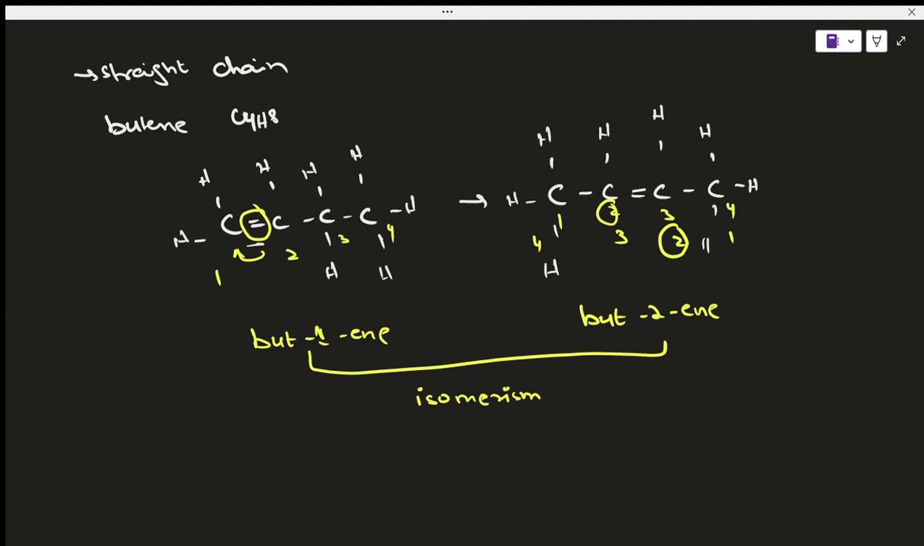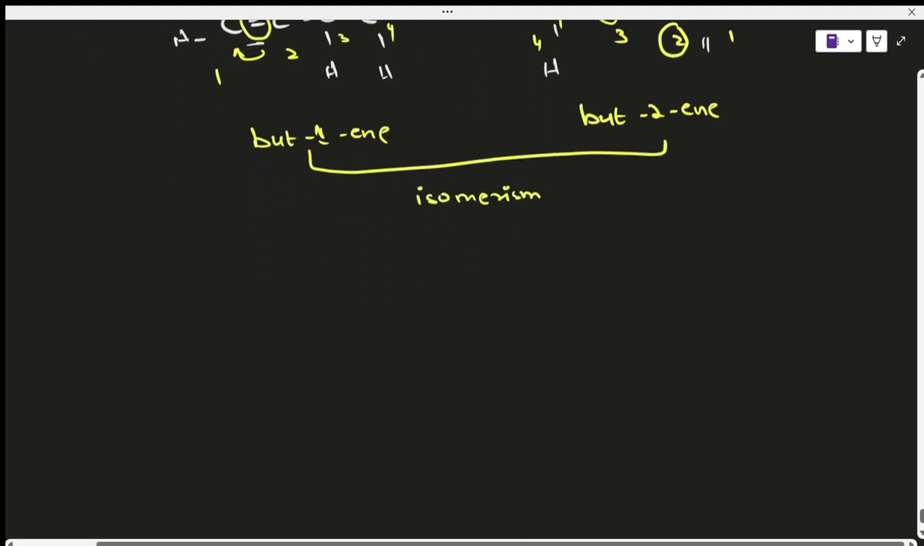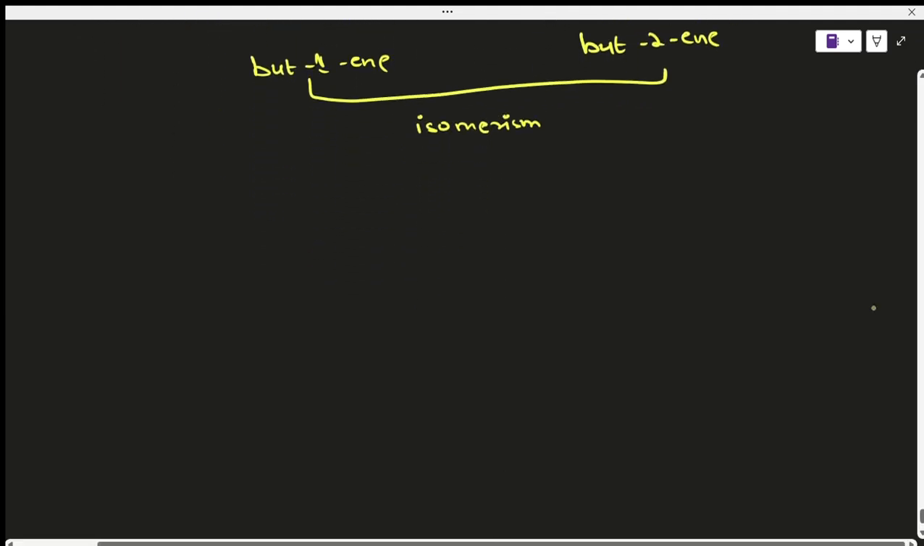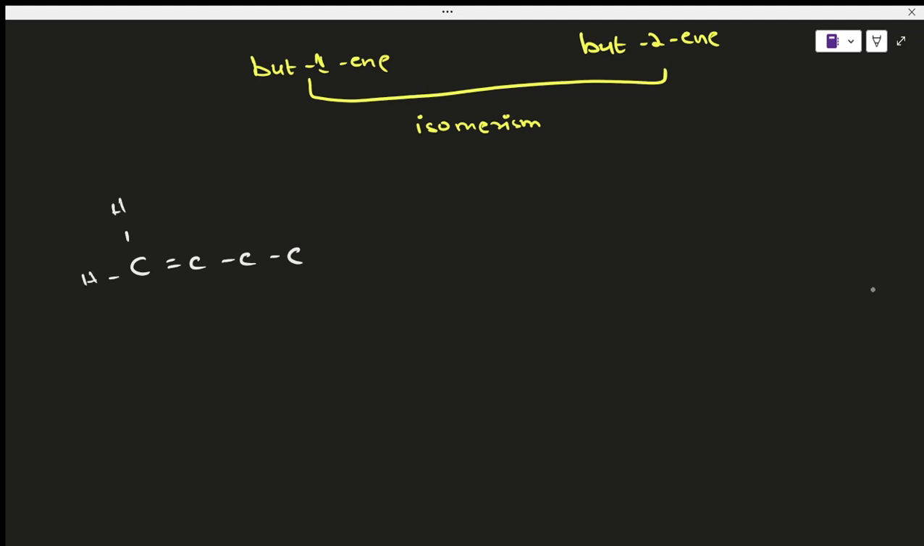Okay, so this is one thing. Now, we talked about the straight chain, but we do know that there exists one more form for this. So let's draw butene first. This is a butene molecule, and this is a straight chain butene molecule. And by the way, this is but1ene. Okay, you should know that. And this is a straight chain one.